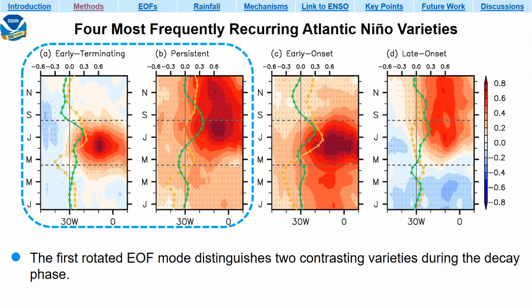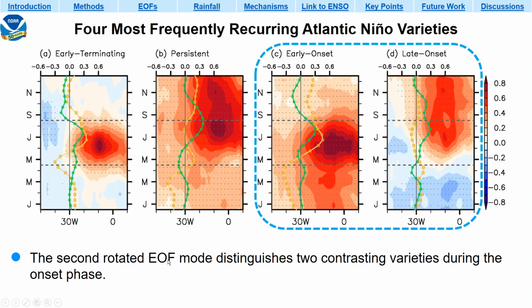The first rotated EOF mode distinguishes two contrasting flavors, focusing on the decay phase. The first flavor is characterized by complete termination of the Atlantic Nino shortly after around August, so we call it the early-terminating flavor. The second one is characterized by a pretty strong SST anomaly that persists all the way toward the end of the year, so we call this flavor the persistent flavor.